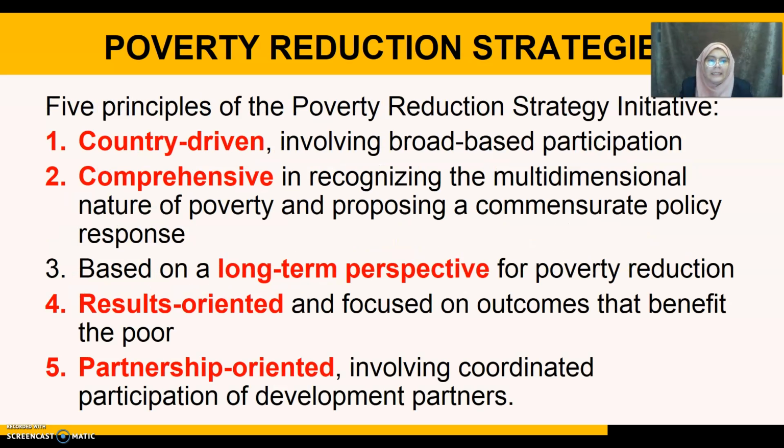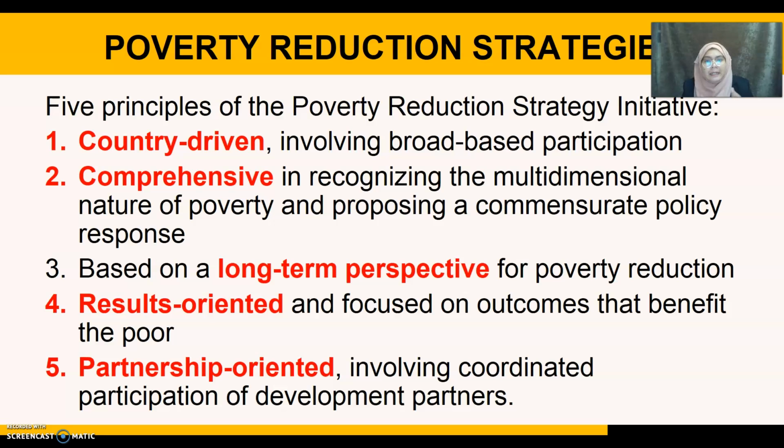Okay. So for this PRS, there are 5 principles of the poverty reduction strategy. Number 1 is country driven. When we say country driven, it means the PRS developed by the World Bank and IMF is country driven. It involves broad-based participation, from top to down, from down to top. It's not politically driven or otherwise.